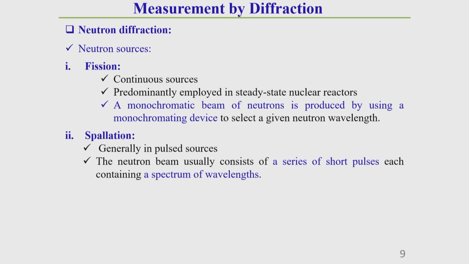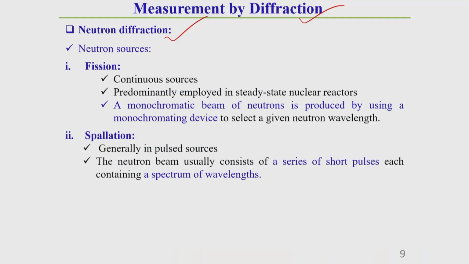Now, we will discuss measurement by another diffraction technique, that is called neutron diffraction. Before going to discuss the neutron diffraction technique, first of all we should know what are the different sources generally available in the neutron diffraction process. There are generally two different neutron sources available. One is called fission neutron source, another one is called spallation type of neutron source.